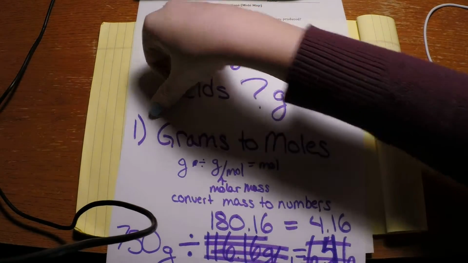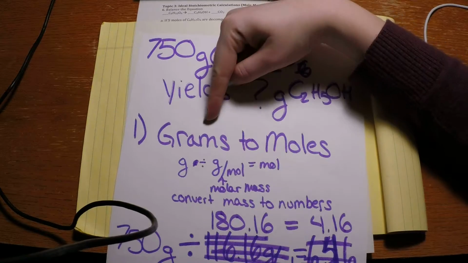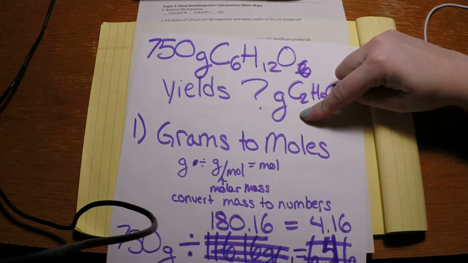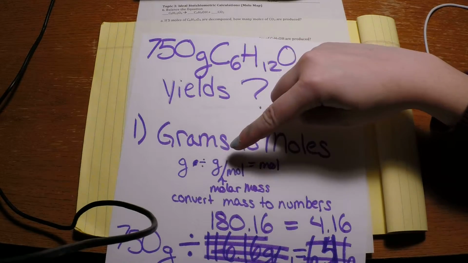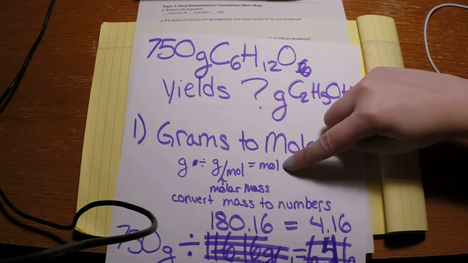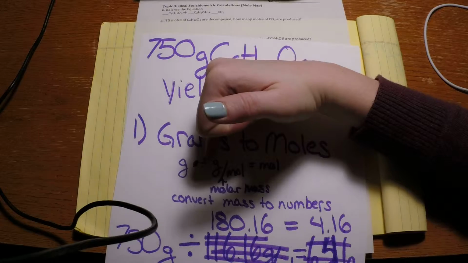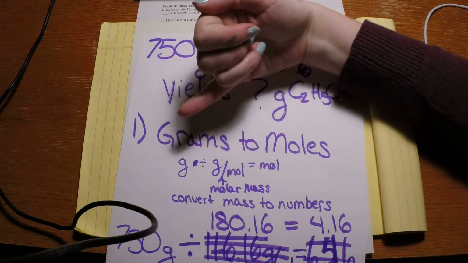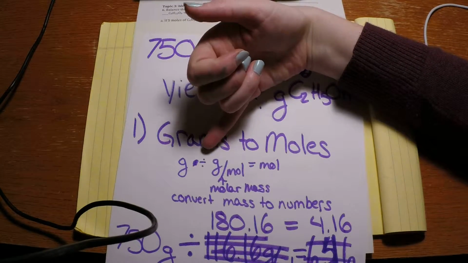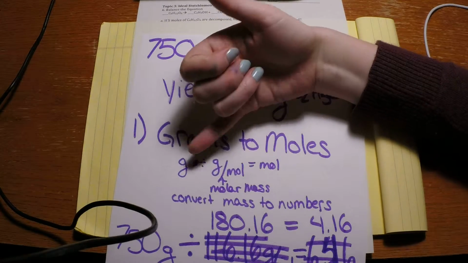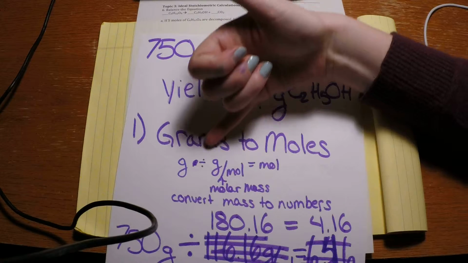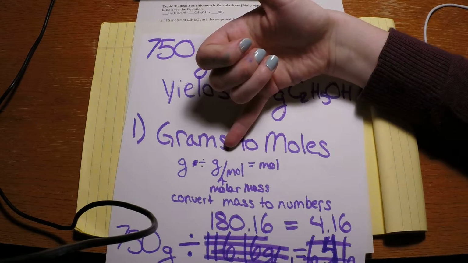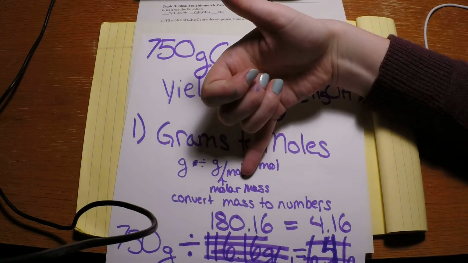Number 1, our first step is to convert from grams to moles. If we're multiplying by a line, that's going to be grams times moles over grams equals grams. The inverse of that is dividing by. So we're going to take grams divided by grams per mole equals moles. Anytime you see grams and moles in the same unit, you're going to think molar mass.